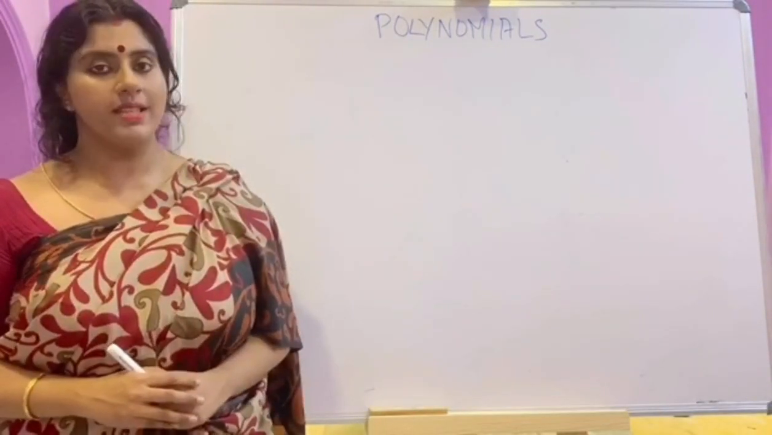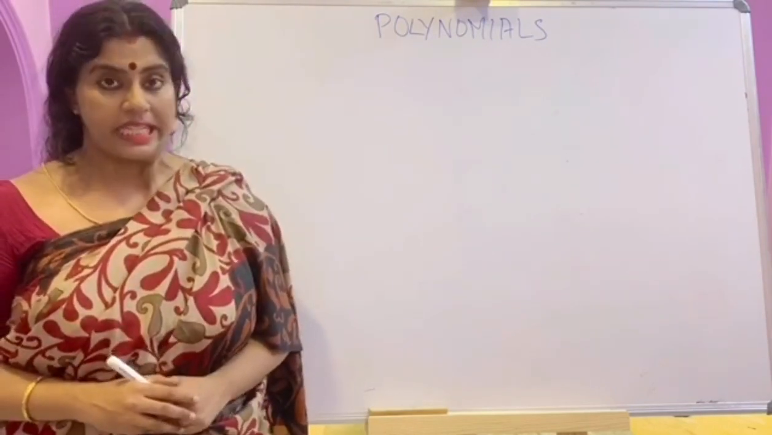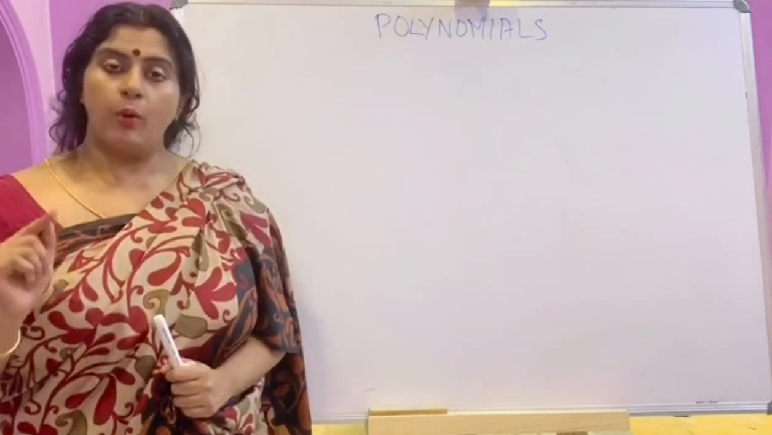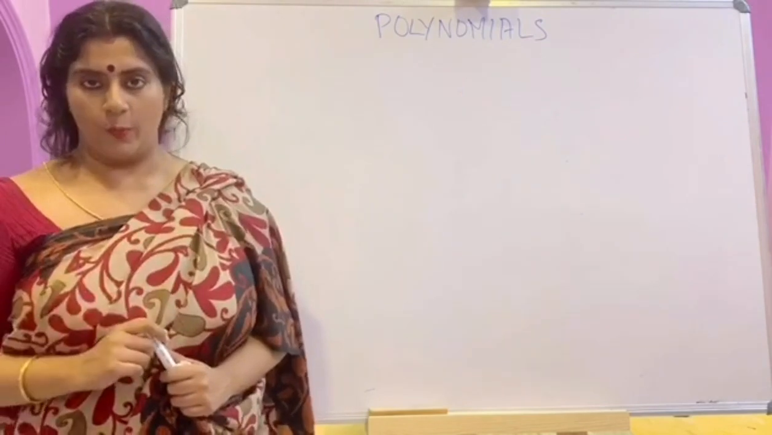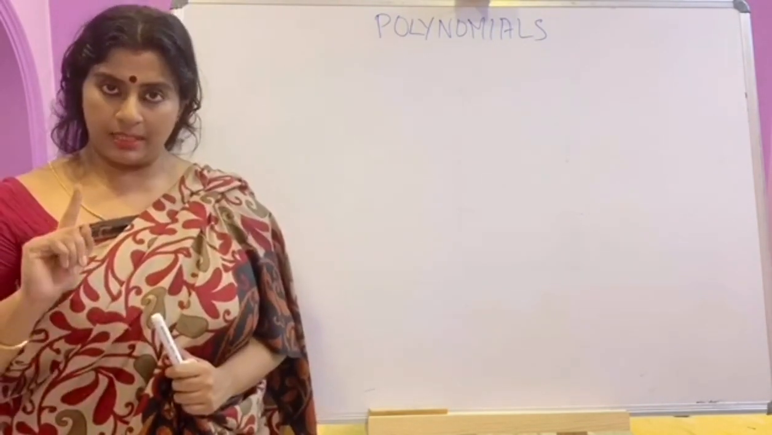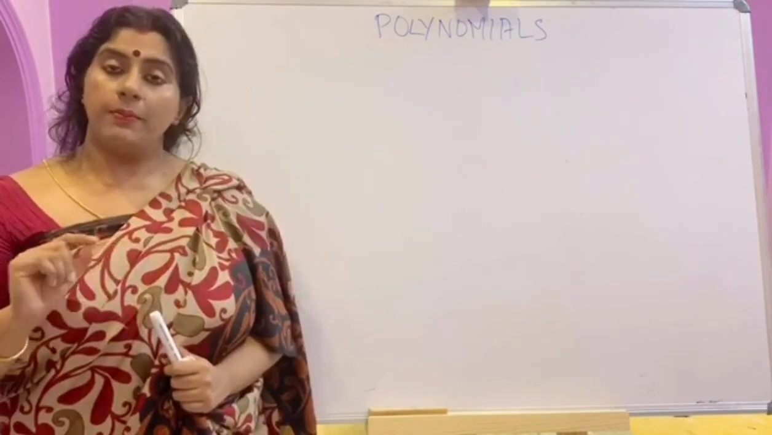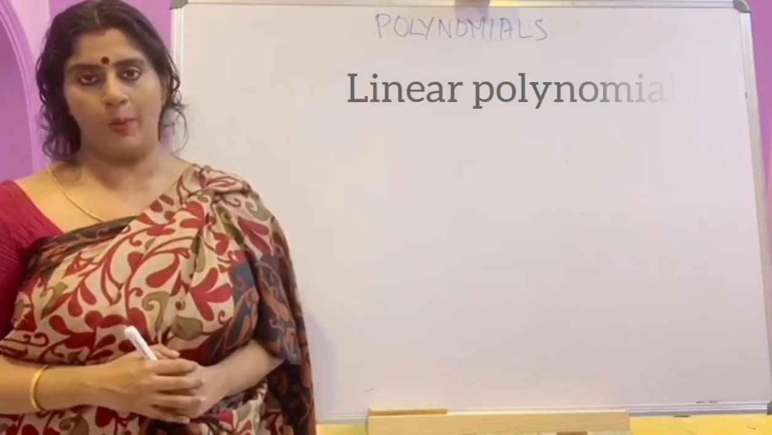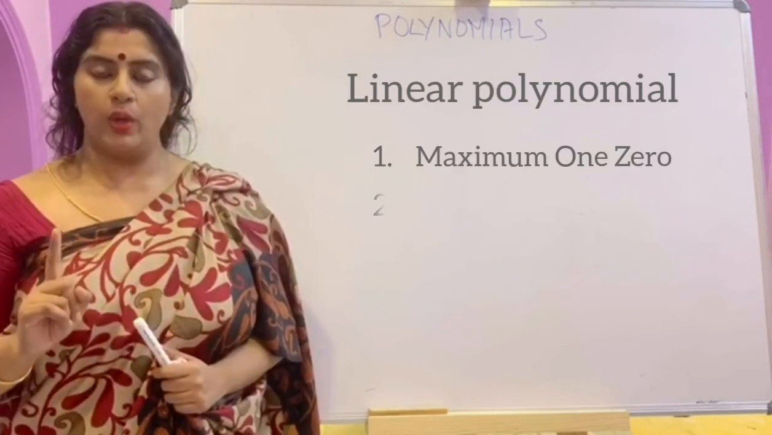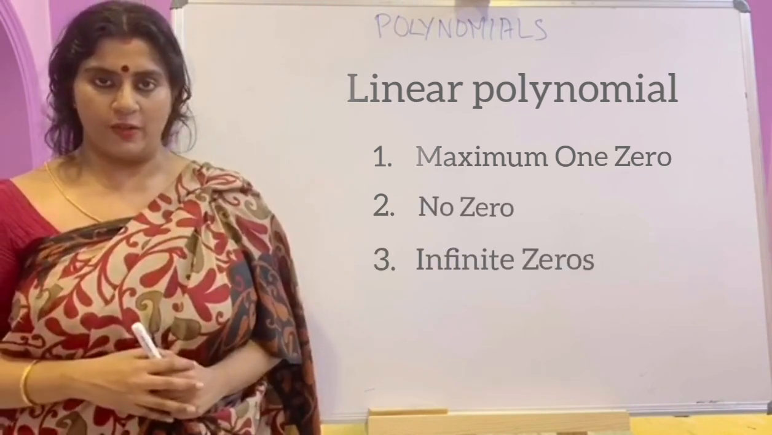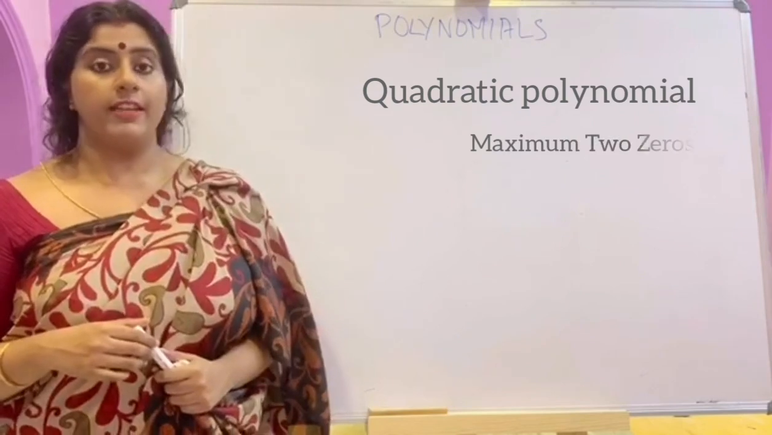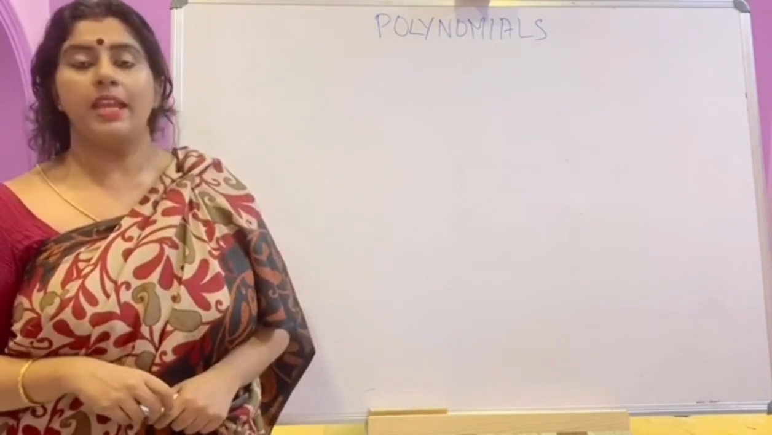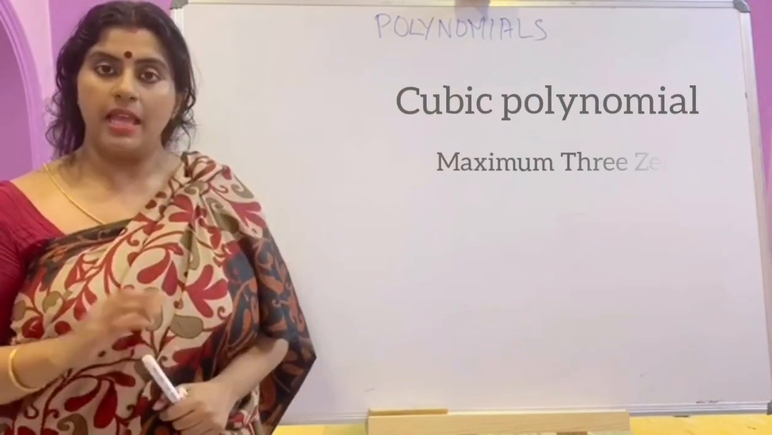Now we will check how many zeros there are in a polynomial. If it is a linear polynomial, that is a first degree polynomial, we will get a maximum of 1 zero. There are three conditions for a linear polynomial: maximum 1 zero, no zero, or an infinite number of zeros. In a quadratic polynomial, we will get a maximum of 2 zeros or fewer than 2 zeros. Now in a cubic polynomial, we will get a maximum of 3 zeros.